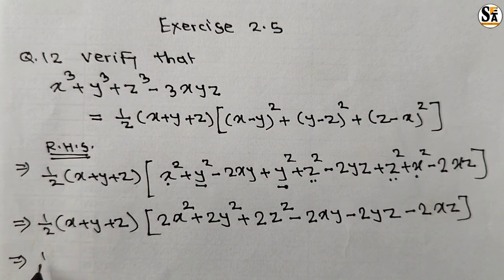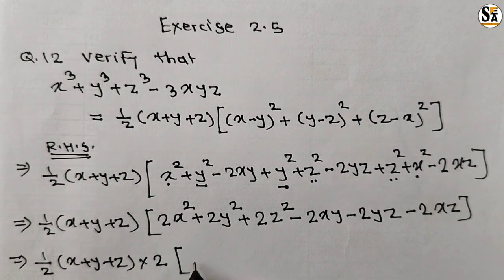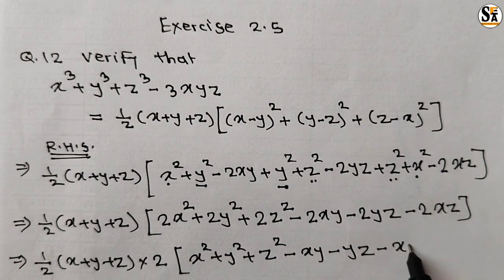So in the next step, 1 upon 2 in the bracket x plus y plus z, and we take 2 outside the bracket. So here will be 2, and inside the bracket only x square plus y square plus z square minus xy minus yz minus xz. Now see here, this 2 and this 2 will get cancelled, isn't it? And now in the next step, we will multiply x to this bracket, then y to this bracket, and z to this bracket. So just see the next step.